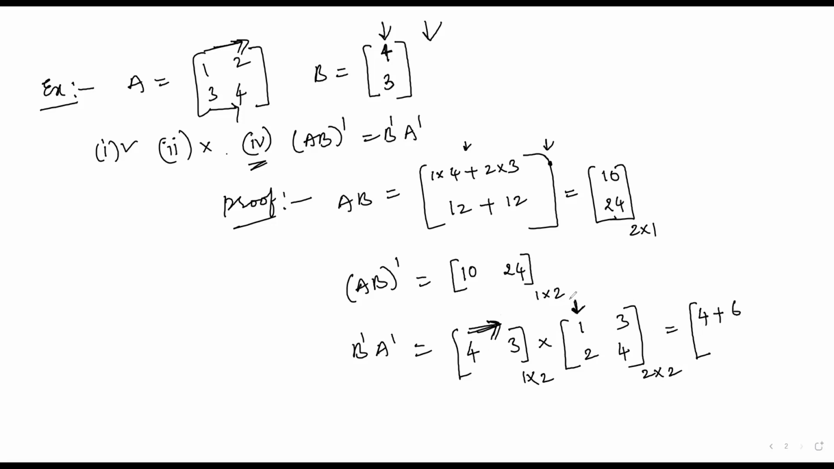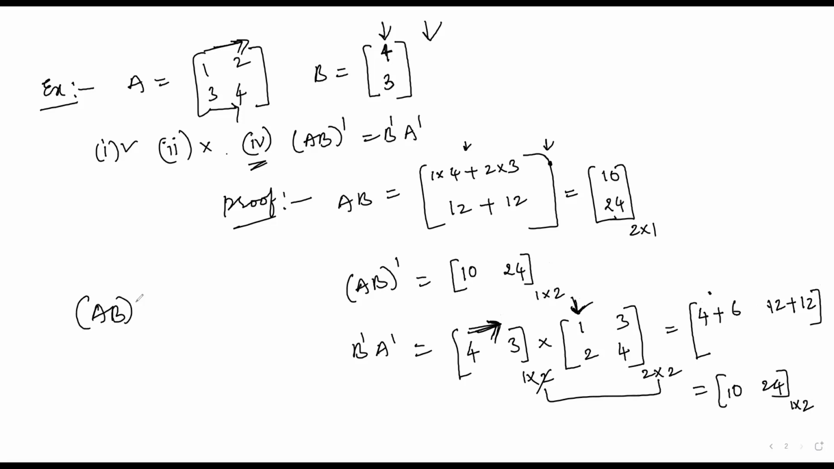First row, first column element. This is first row, second column. So 4 into 3 plus 3 into 4, that is 12 plus 12. Yes, so this is 10. Don't cancel this. So 1 by 2. See, this is (AB) transpose. Yes, same answer.